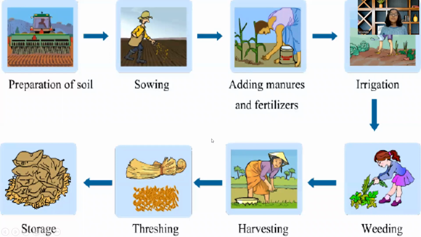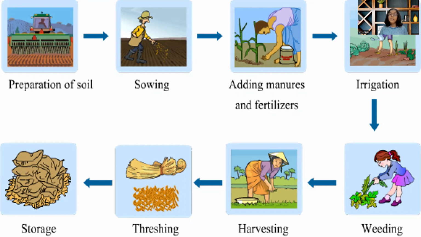Now, let us see the different types of methods involved in the production of grains and its storage and management. The first step is preparation of soil. It includes the plowing of the soil and tilling it. Sowing seeds. Sowing seeds is the most important aspect of farming. If the seeds that are produced are not good, then the crop will not grow in a proper way.